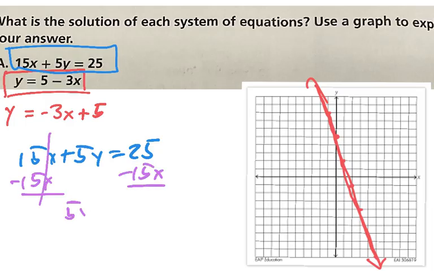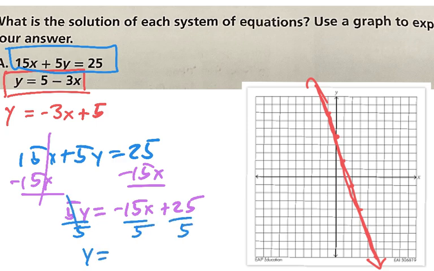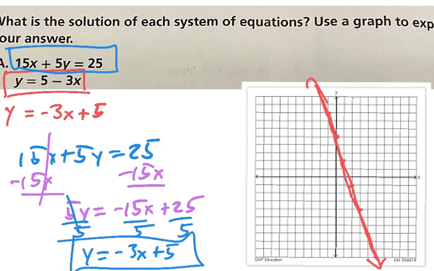That makes this 5y equals negative 15x plus 25, because they're not like terms, so you can't combine them. And now, is the y by itself? No. It's being multiplied by 5, so I need to divide everything by 5. So y equals -3x plus 5. So this is the blue, the top one.